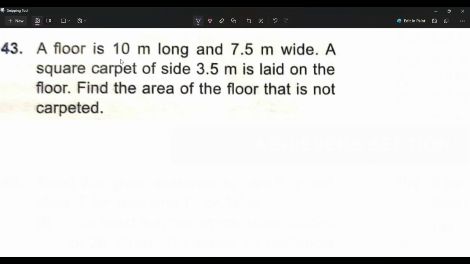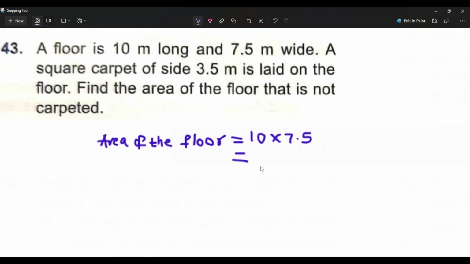43rd question. A floor is 10 meters long and 7.5 meters wide. A square carpet of side 3.5 meters is laid on the floor. Find the area of the floor that is not carpeted. So area of the floor is equal to 10 into 7.5 meters. So this is equal to 75 square meters.